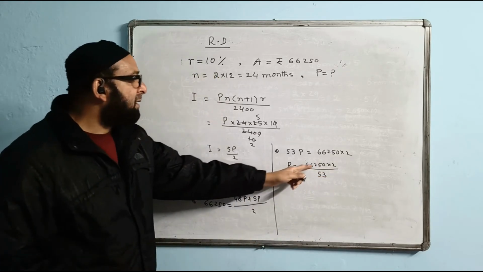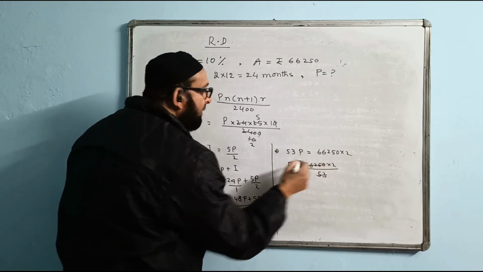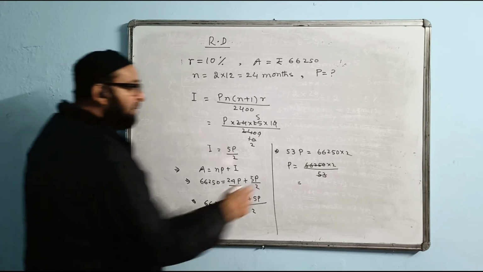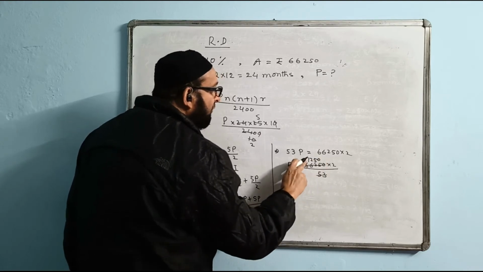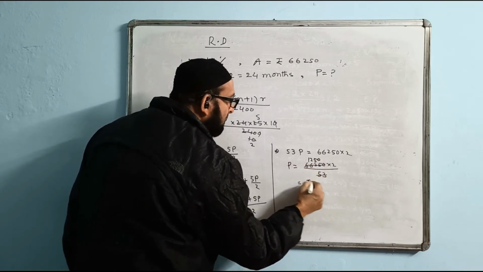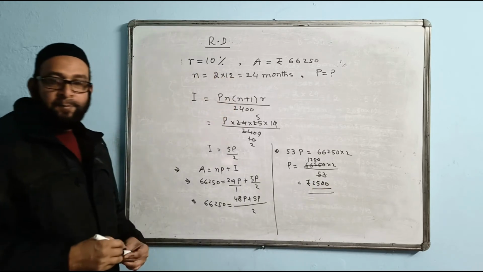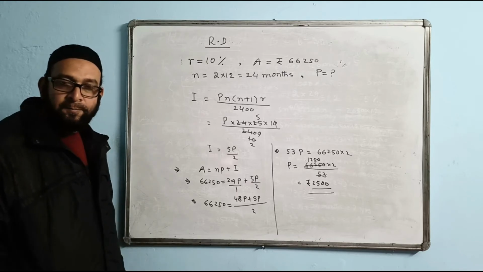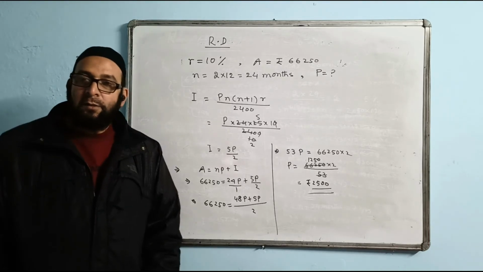Yeah, we will divide it. 66250 divided by 53, it will be divisible. You can check how many times it gets divided. It comes 1250. So 1250 into 2 multiply, the answer will come 2500. So monthly installment is 2500. That is the answer.